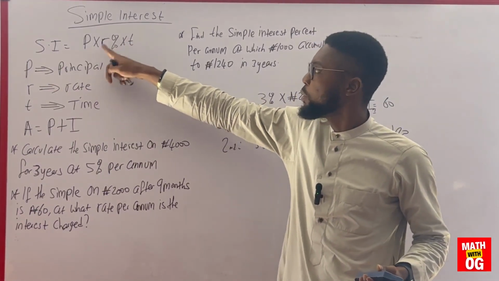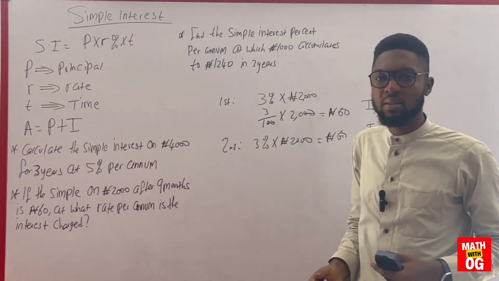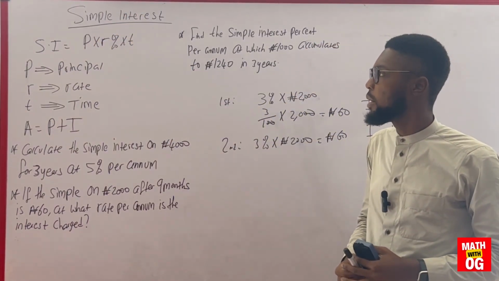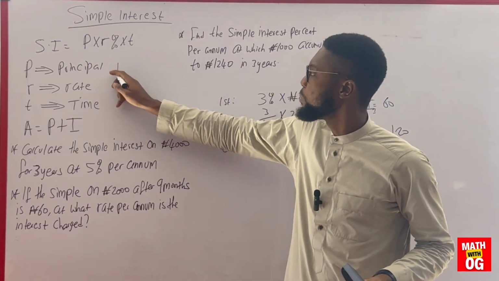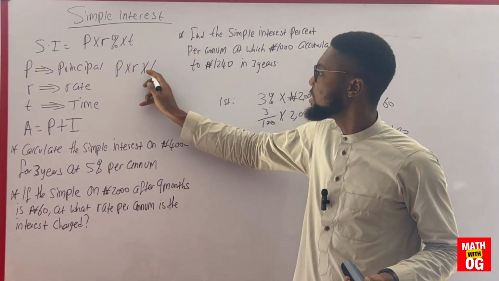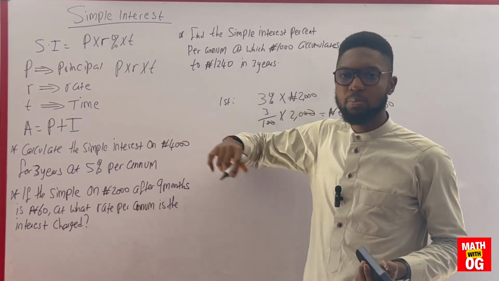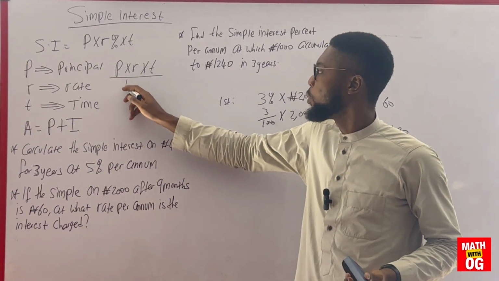If it's 2 years, it will be multiplied by 2. If it's 3 years, it will be multiplied by 3, as the case may be. So that is the formula for simple interest, which we can now rebrand and change to principal multiplied by rate multiplied by time. Rate percent simply means rate over 100. So we have all over 100.